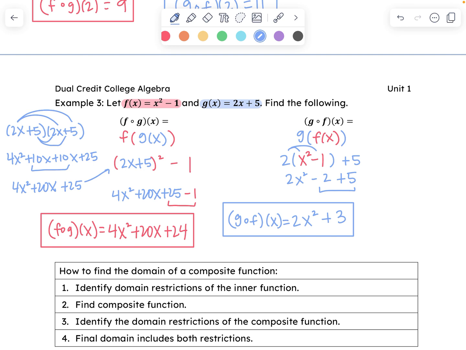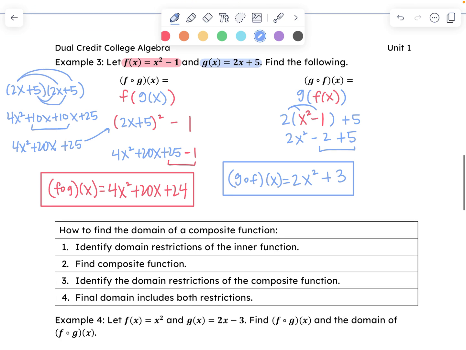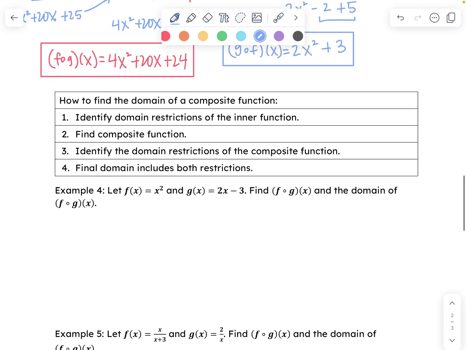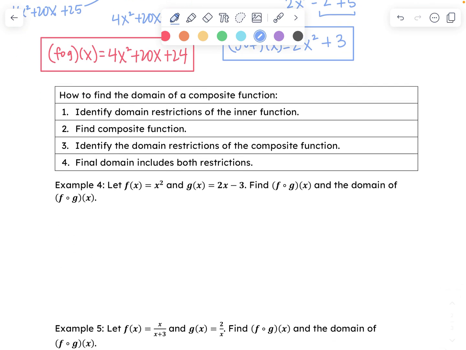Now, sometimes when you find your composite functions, if we're dealing with functions that are not always nice quadratic functions or linear functions that have domains that are all real numbers, sometimes you may have a domain restriction. So let's talk about how you could find the domain of a composite function and how that might change if you have a domain restriction with some of your functions.